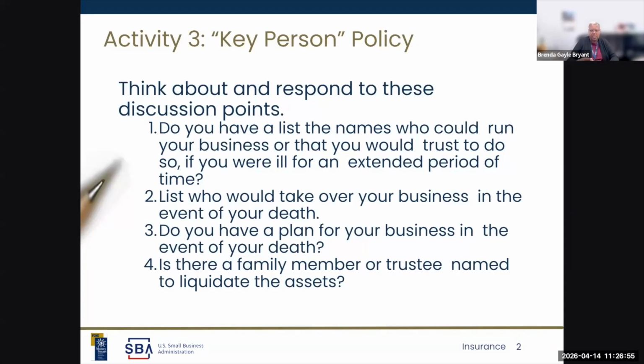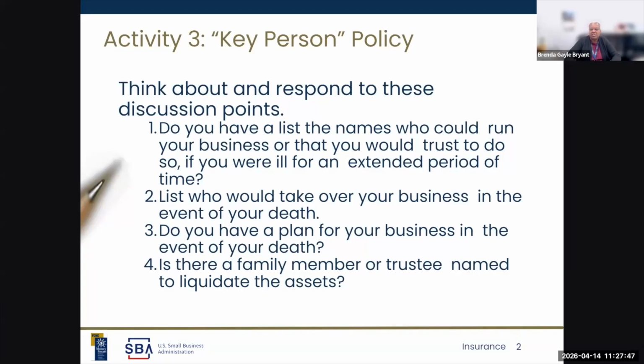So things to think about as you're looking through this is, how will my business continue? What am I doing to make sure my business continues? And that we do this in an effective way that makes sense for us. Do you have a list of names who could run your business, or that you could trust to run your business even if you got ill? Maybe it wasn't the operations manager that got ill. Maybe it was you, the person who got ill. Who can step in and pick up where you left off? Do you have a list of who would take over your business in the event of death? Do you have a plan for your business in the event of death? Not only who's going to take it over, but what's going to happen to the business?